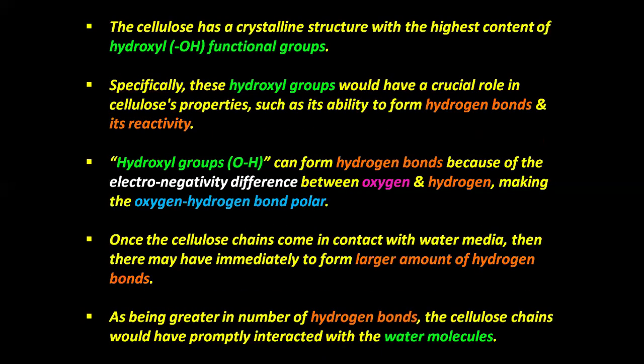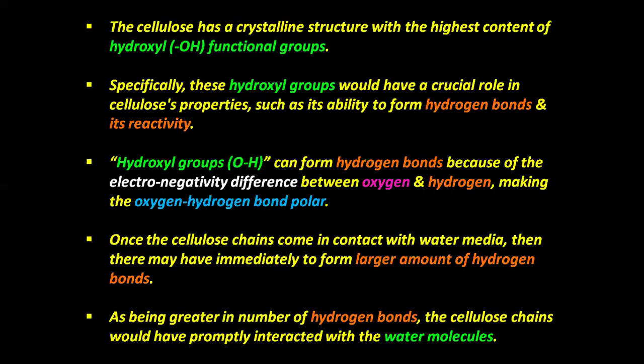The cellulose has a crystalline structure with the highest content of hydroxyl functional groups. Specifically, these hydroxyl groups have a crucial role in cellulose's properties, such as its ability to form hydrogen bonds and its reactivity. Hydroxyl groups can form hydrogen bonds because of the electronegativity difference between oxygen and hydrogen, making the oxygen-hydrogen bond polar.